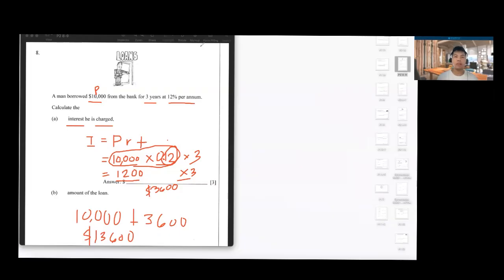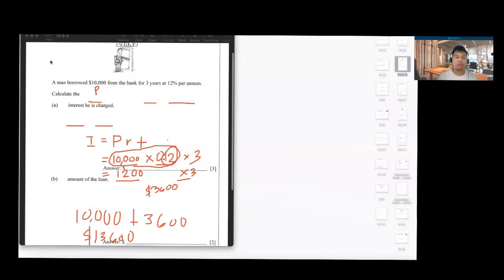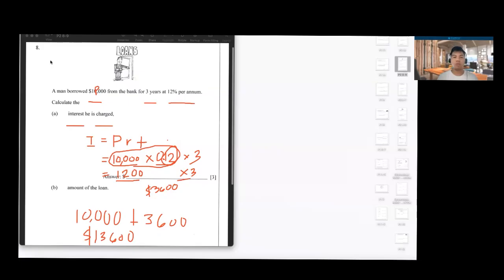Okay. Any question? You can take a screenshot, by the way, so that you can remember that.